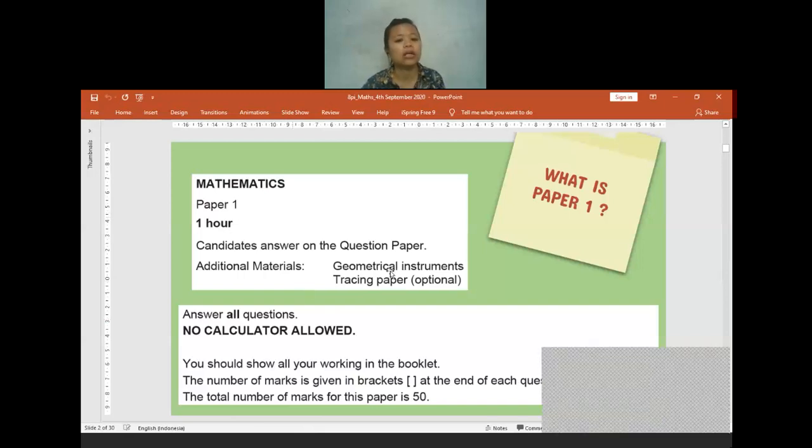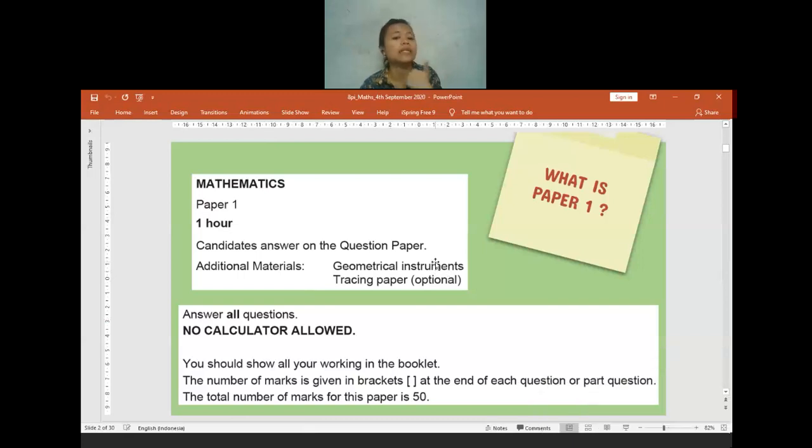And then in here you will be needing a geometrical instrument. What is a geometrical instrument? You will be needing a compass, protractor, and ruler. So make sure, maybe later if you have time, if you don't have those stationery, you can prepare it. You will be needing a compass, protractor, ruler, and also for paper 2, you will be needing a calculator.